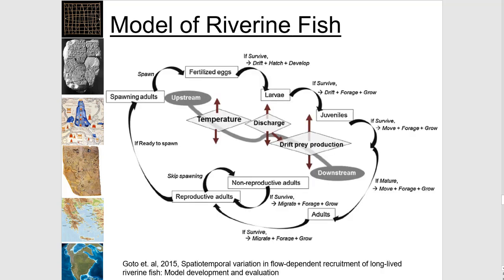As an example, here's a riverine model of fish. And so the idea being that you've got upstream and downstream, and the adults come up, are non-producing until they start spawning. Then they spawn, they go upstream, and then you have the eggs, larvae, juveniles moving back downstream with different effects. So this is similar to what we might do for modeling salmon within a stream.